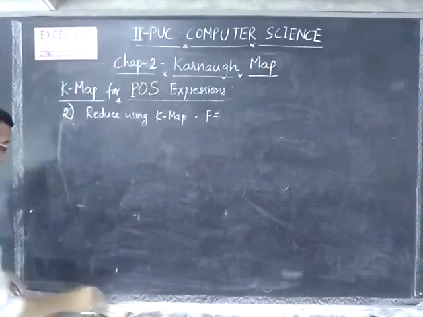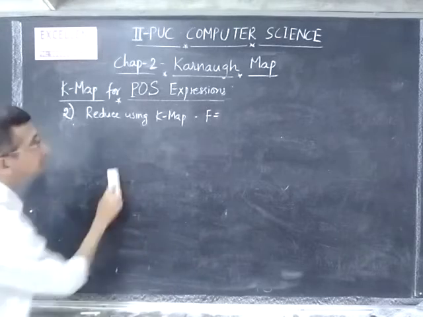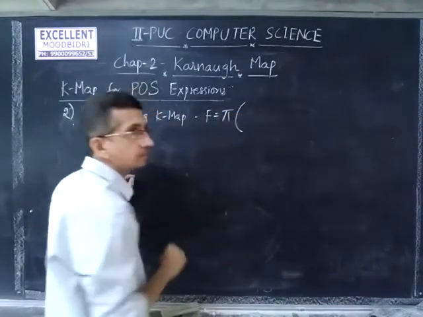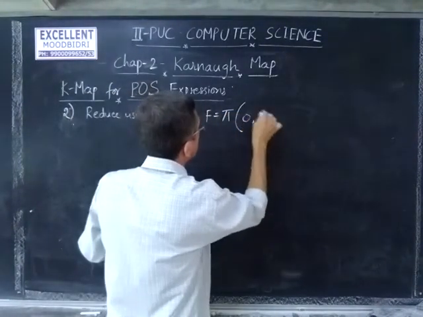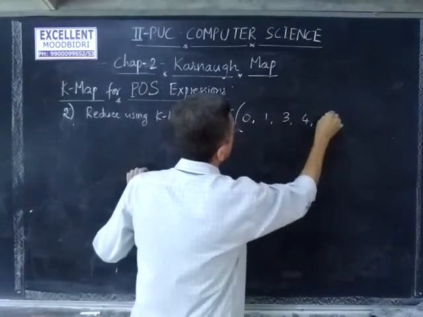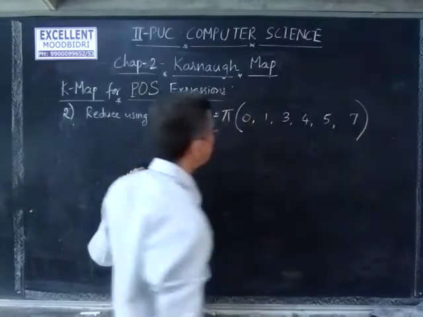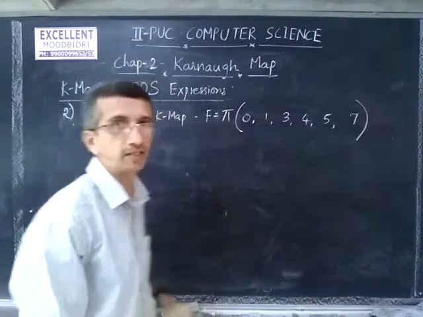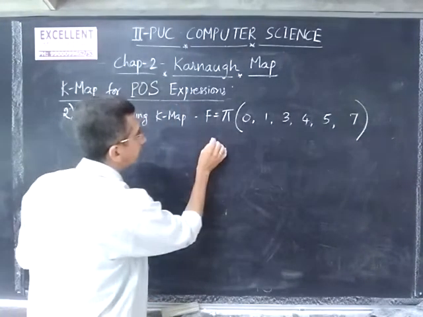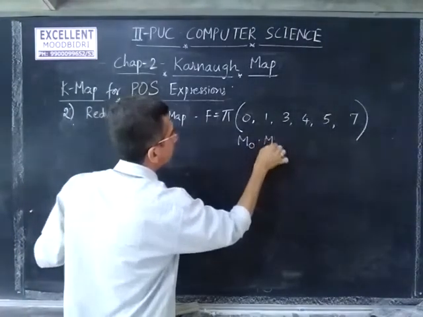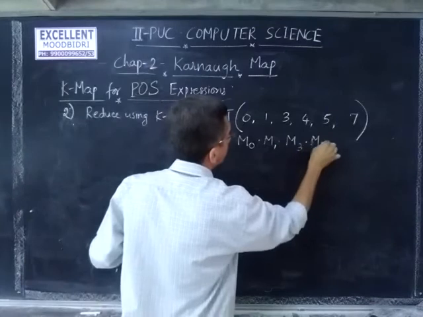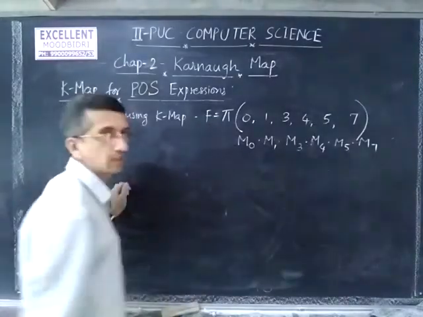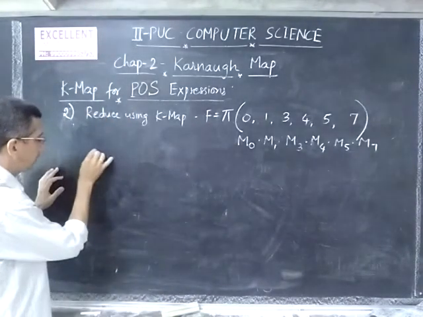Second example. Simplify using K-map. F is equal to pi of 0, 1, 3, 4, 5, 7. Now look at this. M7 is the last max term, so it is a 3 variable expression, right? Yes. So either this can be given as it is M0 dot M1 dot M3 dot M4 dot M5 dot M7. It's the same issue. If you are not using pi, the max term form it is. Now draw the 3 variable K-map format.